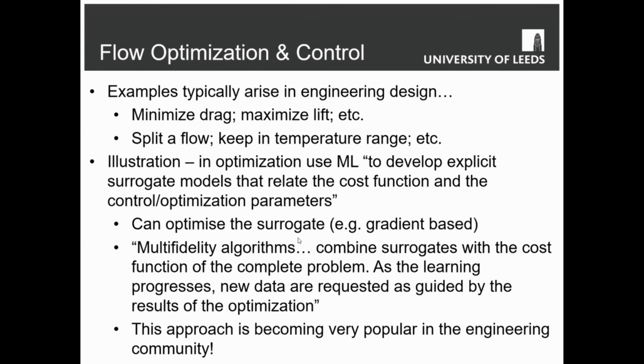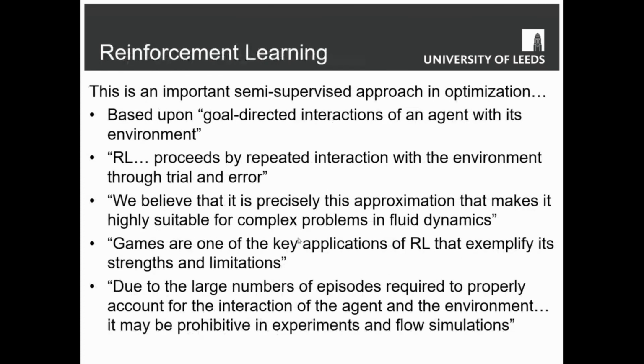And so what you can do is, instead of optimizing where your cost function is based on the output of the high resolution flow solver, you use your surrogate, your machine learning model, to do the optimization, and then you just refer occasionally to the high fidelity model to ensure that you're homing in on the right answer. So this is a way in which we can do flow optimization by using machine learning.